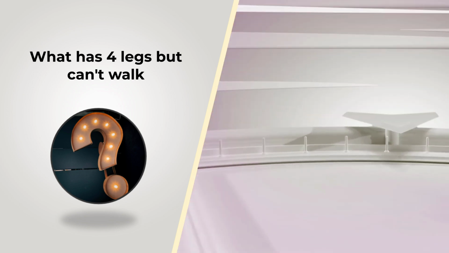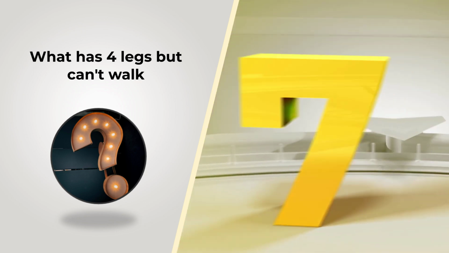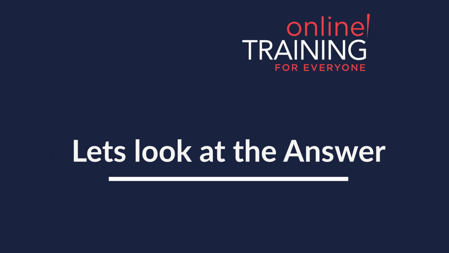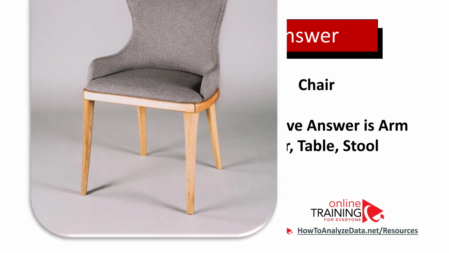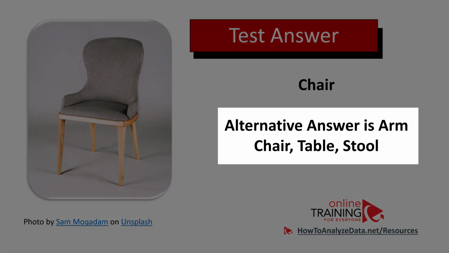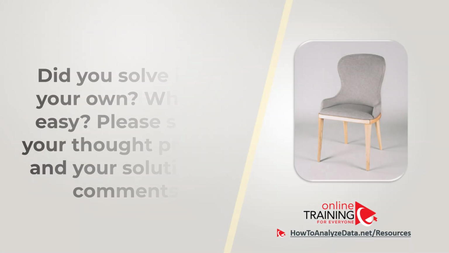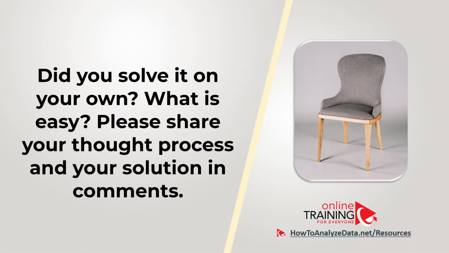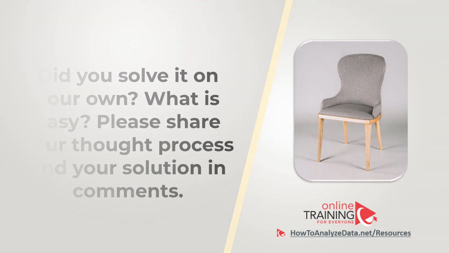Think out of the box and think of not necessarily something that walks. Did you figure it out? Let's continue to see how we can solve this challenge and get to the correct solution together. As you might have figured it, the answer is chair, and the alternative answer could be armchair, table, or stool. Hopefully you figured it out on your own and now know how to answer similar problems on the test.